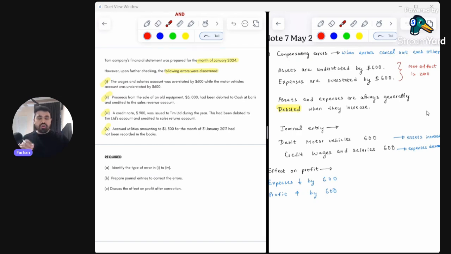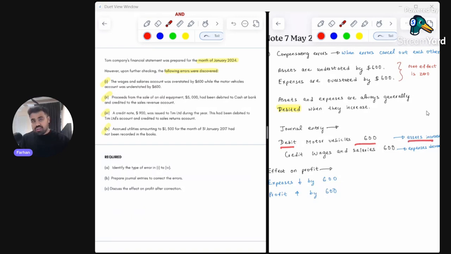What's the journal entry to fix this? So basically, we know we understated our assets, which is specifically the account for motor vehicles. Now we need to increase our motor vehicles by $600. Motor vehicles is an asset account. Now that we have to increase an asset account, we have to debit it. So we debit the motor vehicles account by $600, which basically reflects the increase in assets.